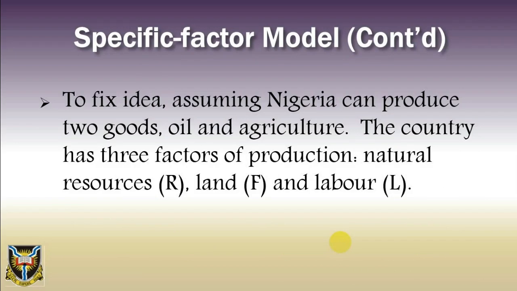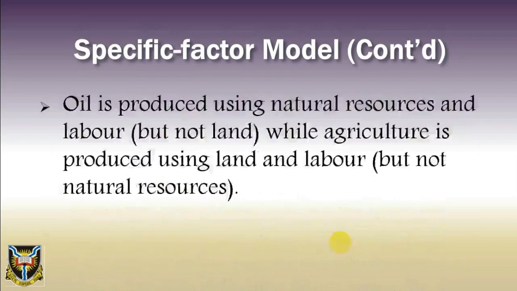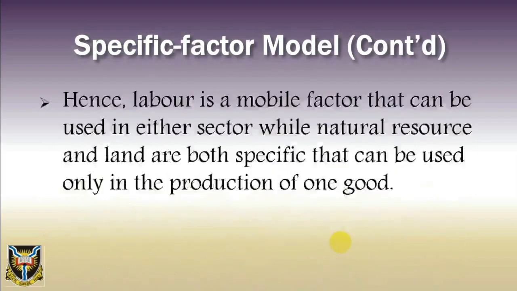To fix ideas, assume Nigeria can produce two goods, oil and agriculture. The country has three factors of production: natural resources, land, and labor. Oil is produced using natural resources and labor, but not land, while agriculture is produced using land and labor, but not natural resources. Hence, labor is a mobile factor that can be used in either sector, while natural resources and land are both specific, and can be used only in the production of one good.